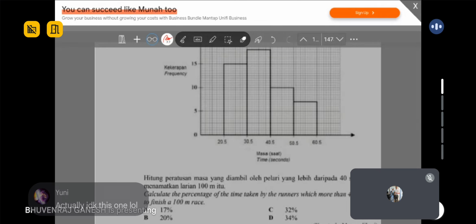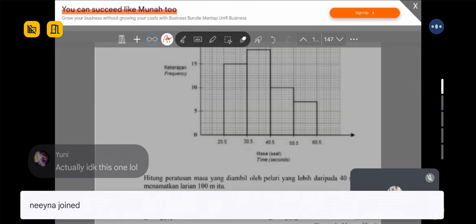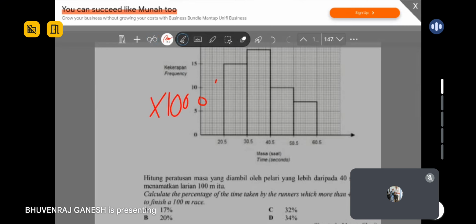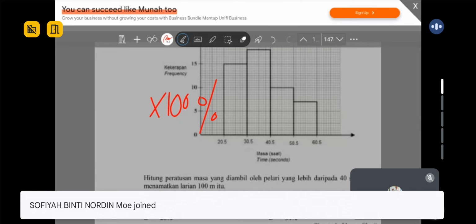Okay, anyone? Don't know ah? Guys, very easy lah this question. Sangat senang. Okay guys, how to find percentage guys? Tell me a general concept. How do you find percentage? Macam mana cari peratus? Darab 100% kan kat akhir. This is your general formula. You will always times 100% at the end.